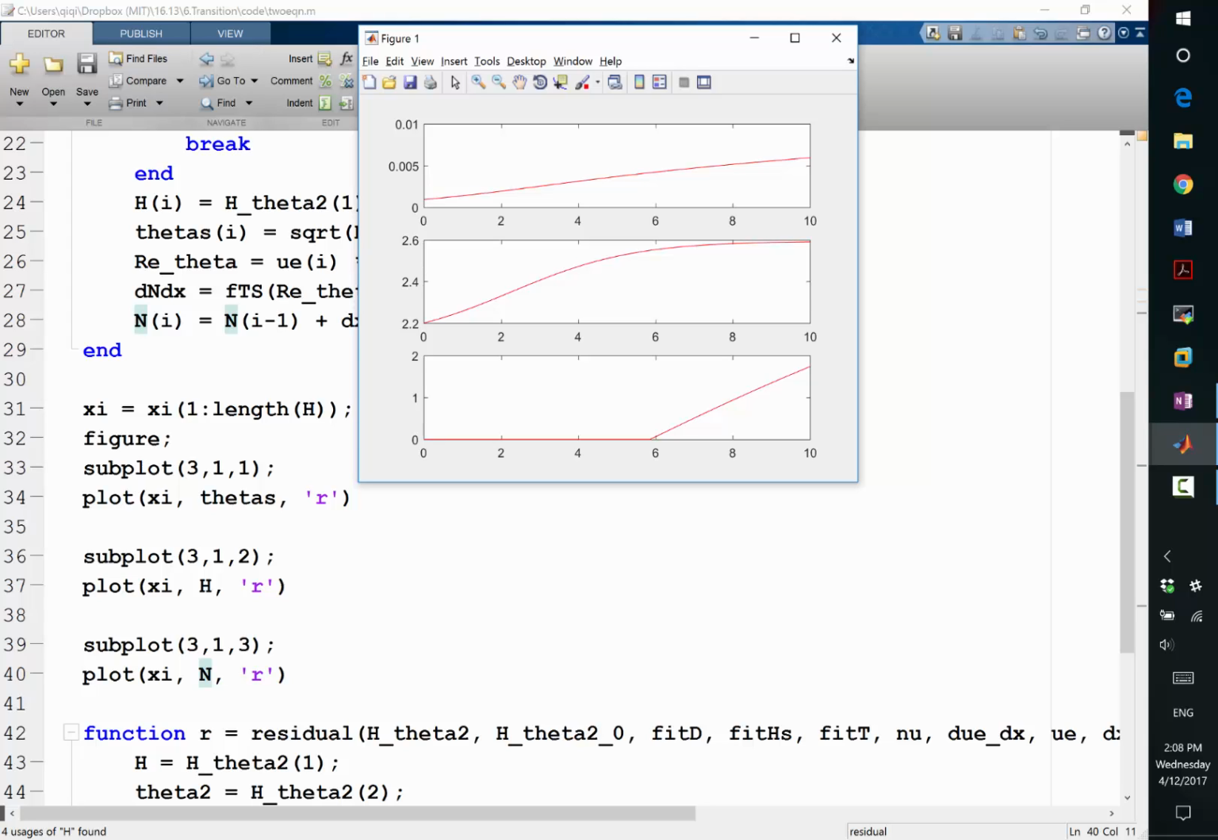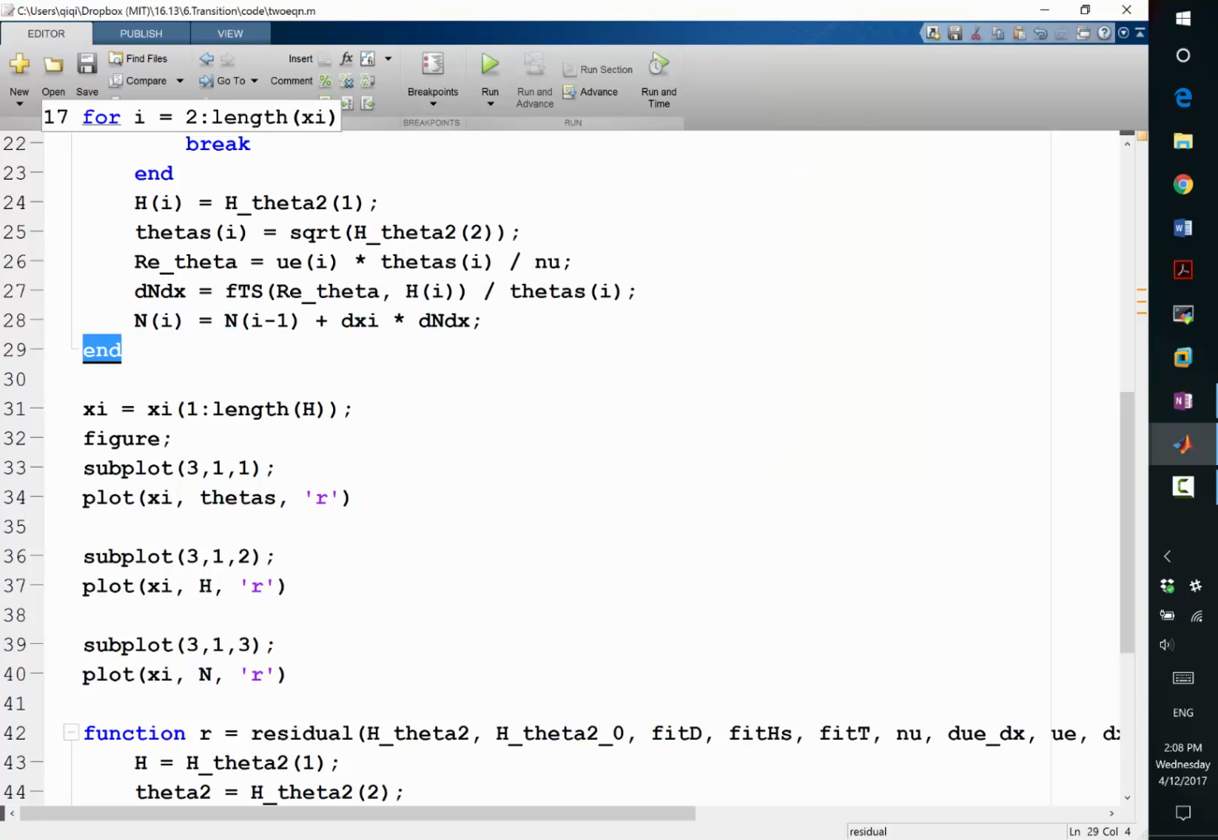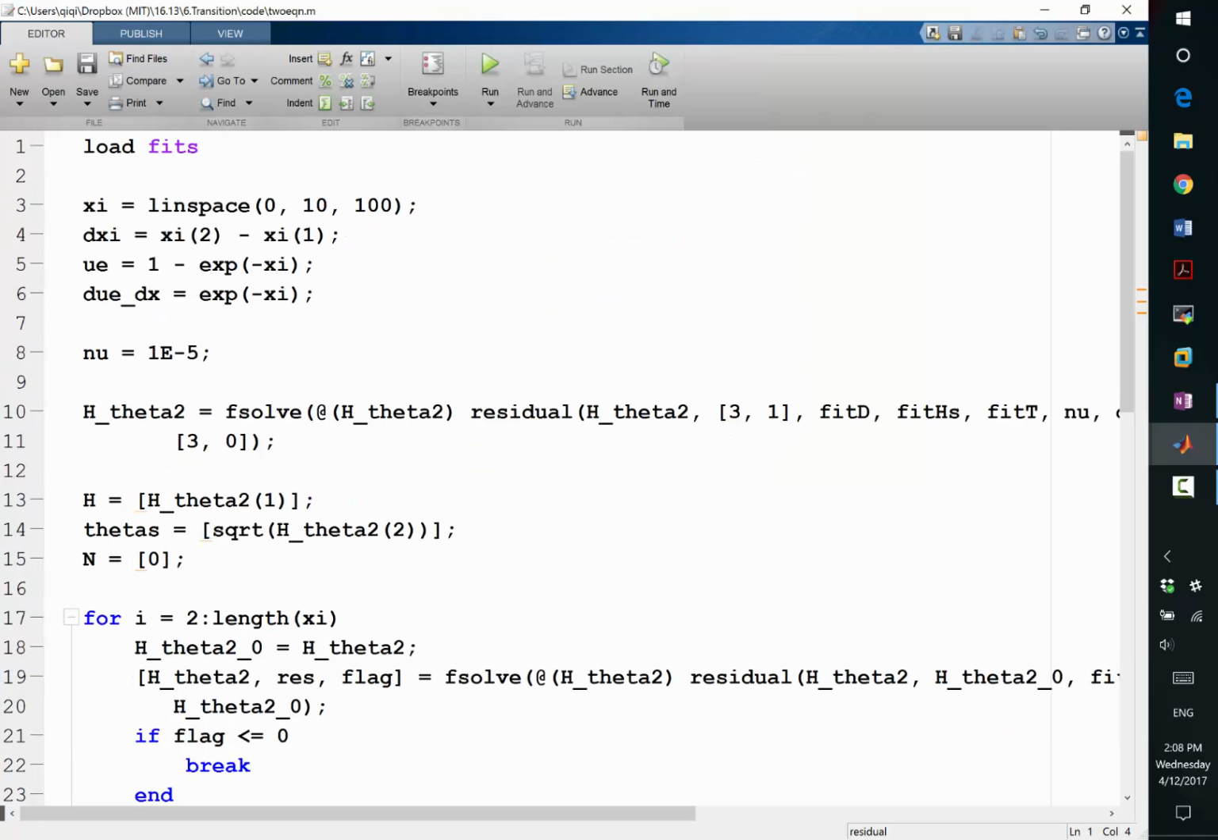So this is my n. For this boundary layer, you can see that for x from 0 to 6, the boundary layer supports no growth of any disturbances. Starting from here, disturbances start to grow, and at the end of this boundary layer, the disturbance has grown by about e squared, a factor of 10. Right? So it's a pretty mild growth, and that probably wouldn't support any transition in the boundary layer.